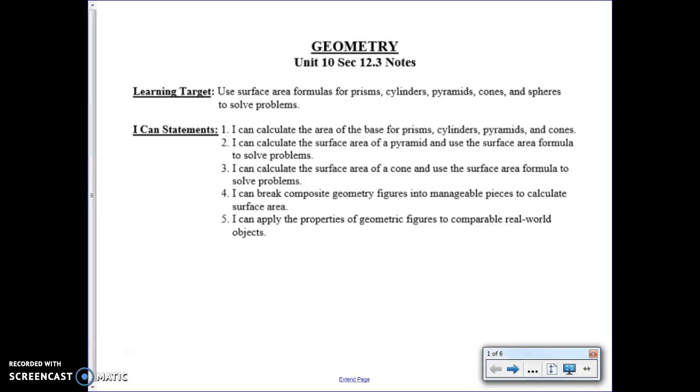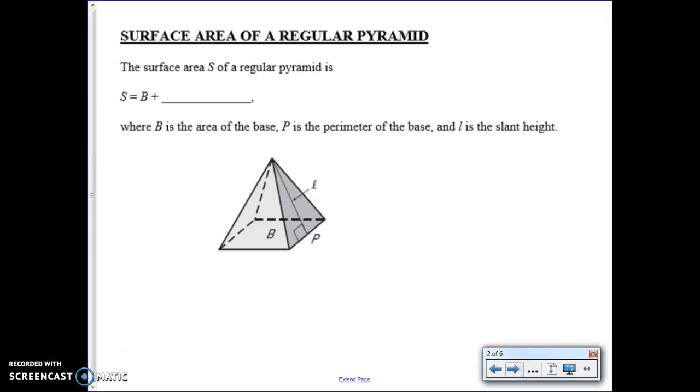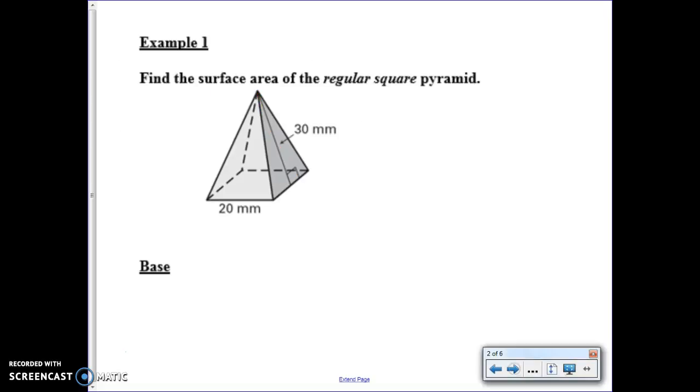Alright guys, we are going to continue with our surface area, except this time we're dealing with pyramids and cones. So, surface area of a pyramid, the formula is going to be B plus the perimeter times the slant height over 2. So the only change here, the new variable that you see is that letter L, and our slant height looks like this. It goes from the top to that edge instead of down the center.